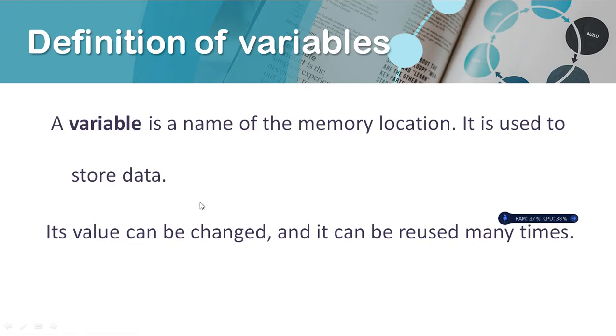So, the definition of a variable. A variable is nothing but a name of a memory location. It is used to store your data. Whenever you do the computational part in your programming language, you have to keep your information somewhere temporarily, right? For that purpose, we need to use the concept of variables. We can give a name to a memory location to keep information temporarily. Your variables can be changed during the execution of your program, and they can be reused many times.